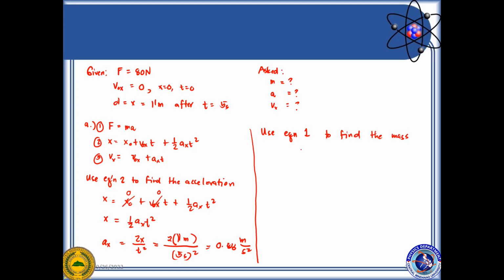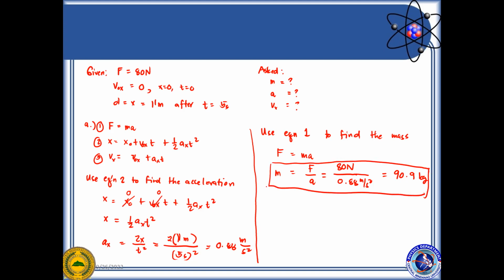So from equation 1, we have F equals ma. Therefore, m is equal to the force divided by the acceleration. So we have the force, which is equal to 80 newtons, divided by 0.88 meters per second squared. So we have the mass is equal to 90.9 kilograms. So this is the mass of the block of ice.